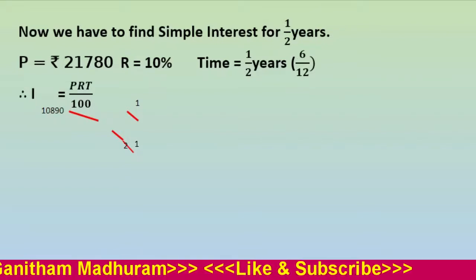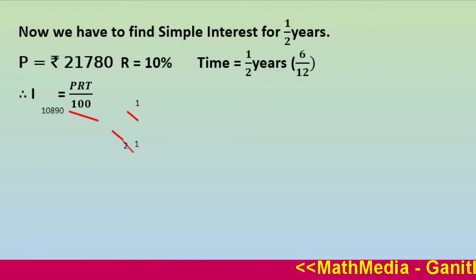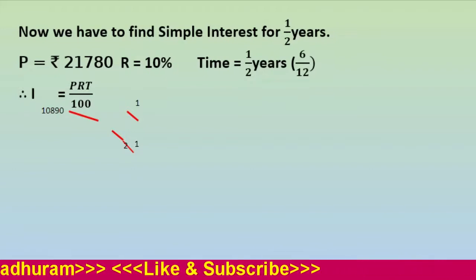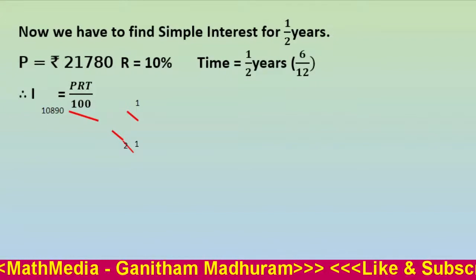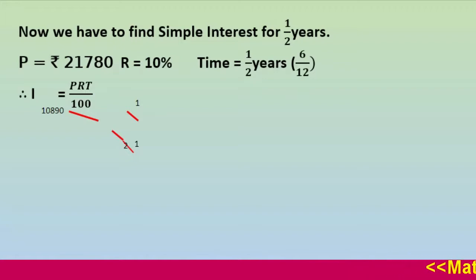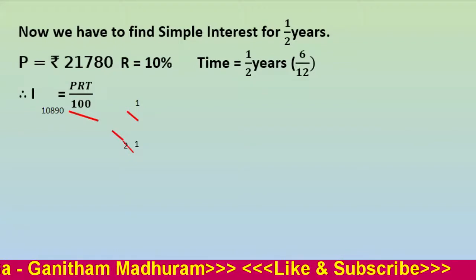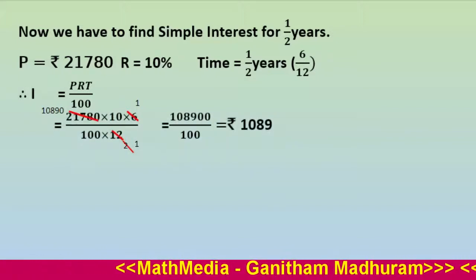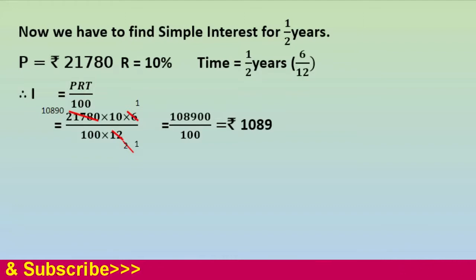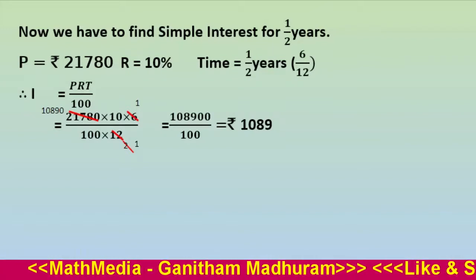So I equal to PRT upon 100 is the formula for simple interest. Substitute the value over here. Be careful, the principal is not 18,000. While calculating simple interest in this question, our principal is the compound amount we calculated just above. So principal becomes 21,780 multiplied by 10 multiplied by 6 upon 12 whole divided by 100.